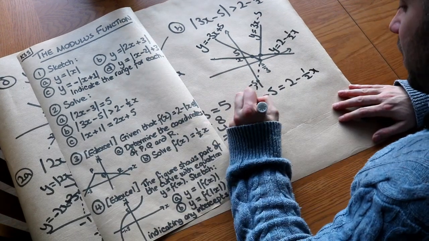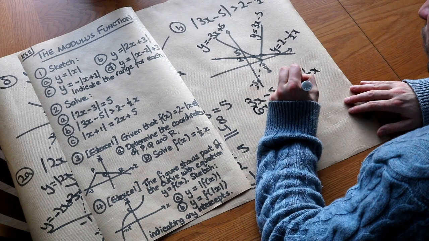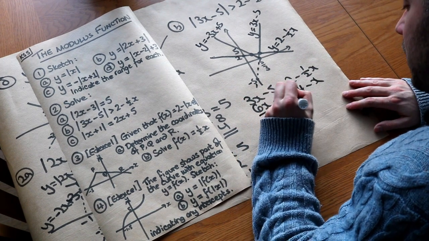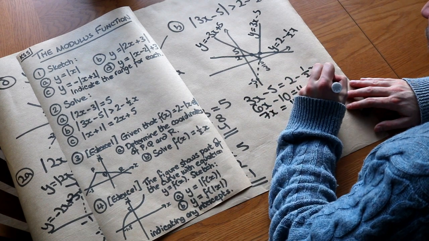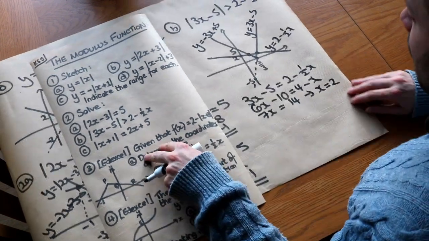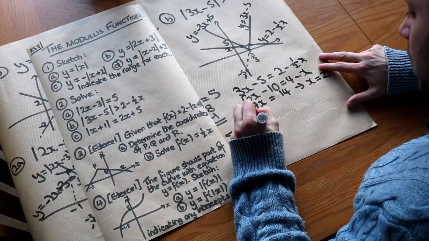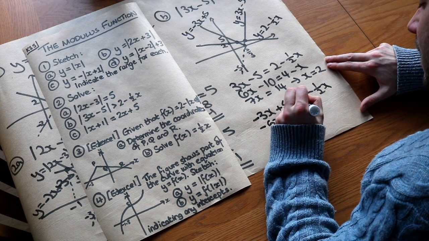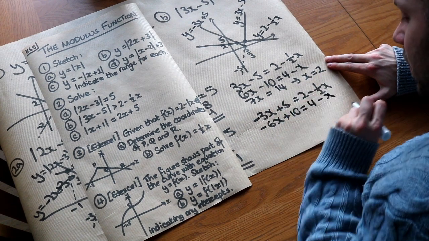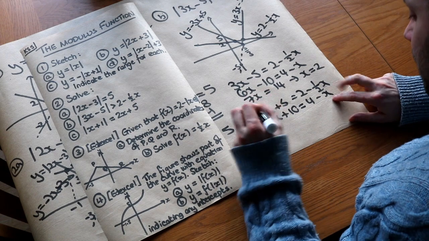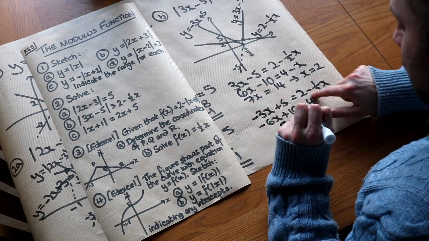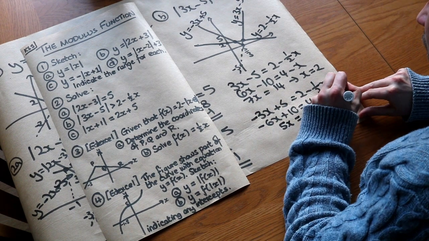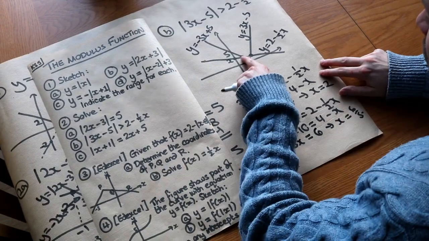3x minus 5 is equal to 2 minus half x. If we just double that, 6x minus 10 is equal to 4 minus x. 7x is equal to 14, which gives us x is 2. So the x value there is 2. And then if we use the y equals minus 3x plus 5, again double, we get minus 6x plus 10 is equal to 4 minus x. If we add the 6x, that gives us 5x. And if we subtract that 4, we get 6. So that gives us x is 6 over 5. So now we've got the 2 x values.